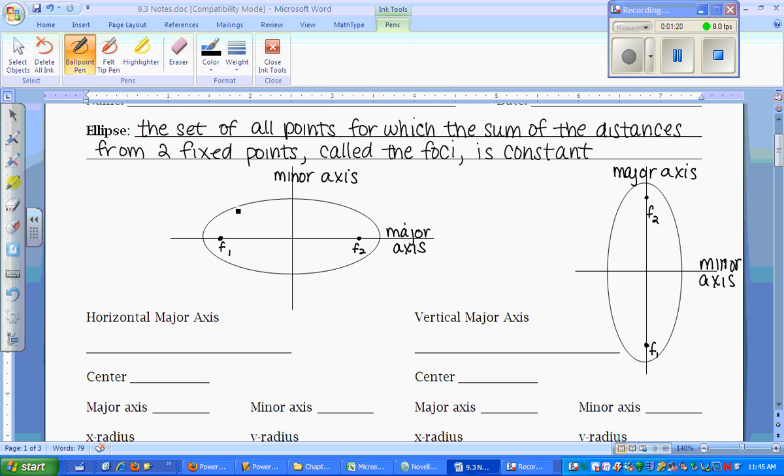And you don't have to draw this on your paper, but what happens is if I pick any point on the ellipse and I find the distance to each of these foci, and I add those two distances together, the sum should be the same as if I picked any other point on the ellipse and found the two distances as well and added them together. And all of these sums are constant all the way around the ellipse. And like I said, you won't have to draw that on your paper, but that's what the definition of an ellipse is and what it means.